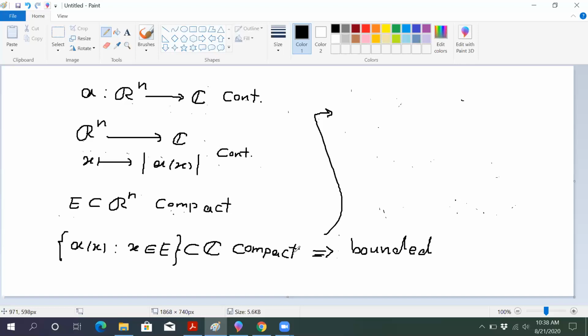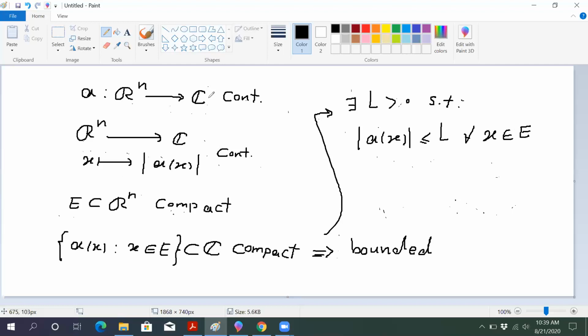Bounded. So when we say this set is bounded, what does it mean? It means there is a positive number like L such that the absolute value of Ax is less than or equal to L for every x in E. Correct or not?